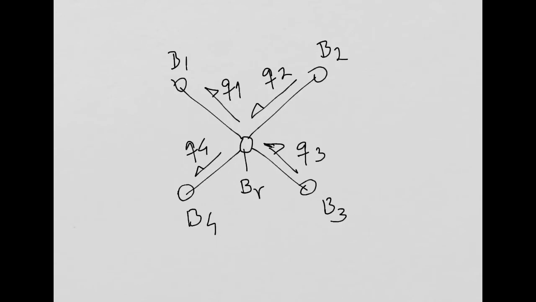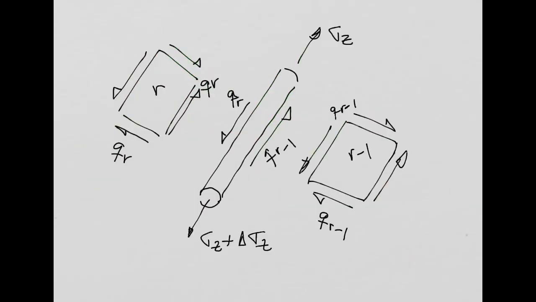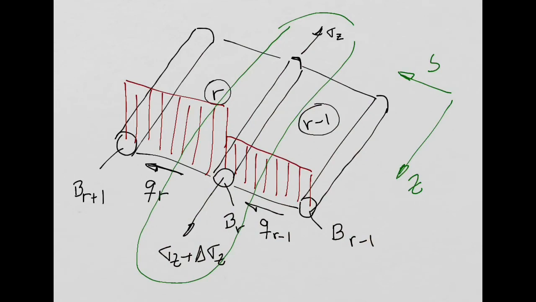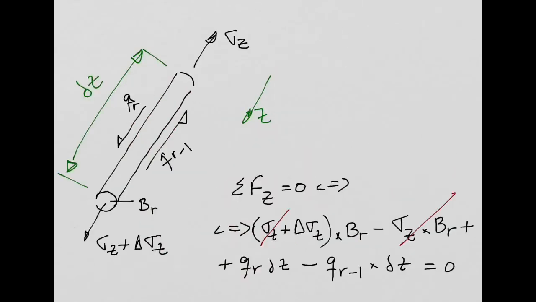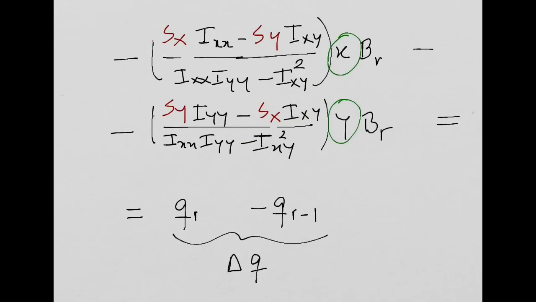So look at this figure here. In this example, the flow QR is leaving my boom BR, and the flow QR minus 1 is arriving at boom BR, right? And if you look at our final equation we obtained, the shear flow that is leaving is positive. The shear flow that is arriving is negative, affected by this minus thing.